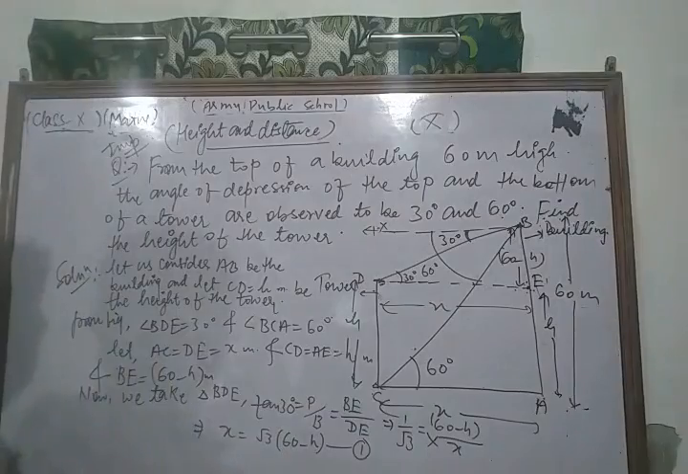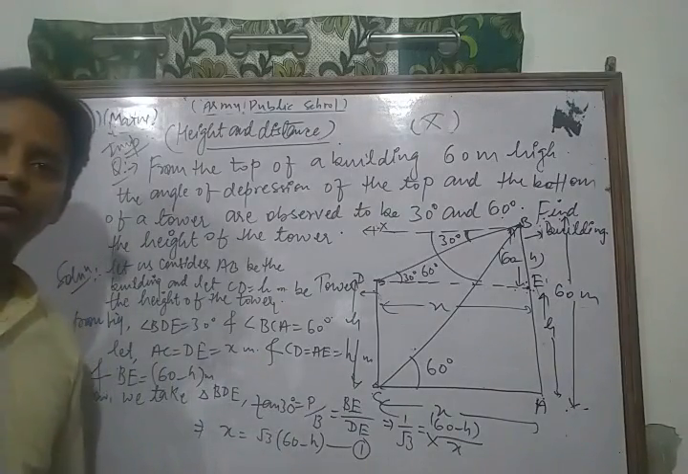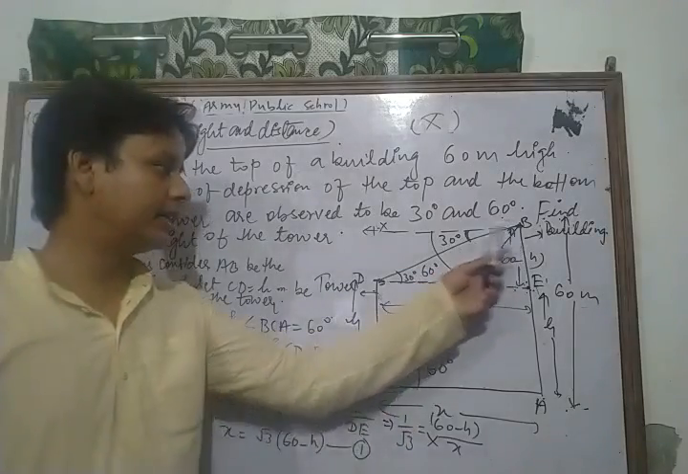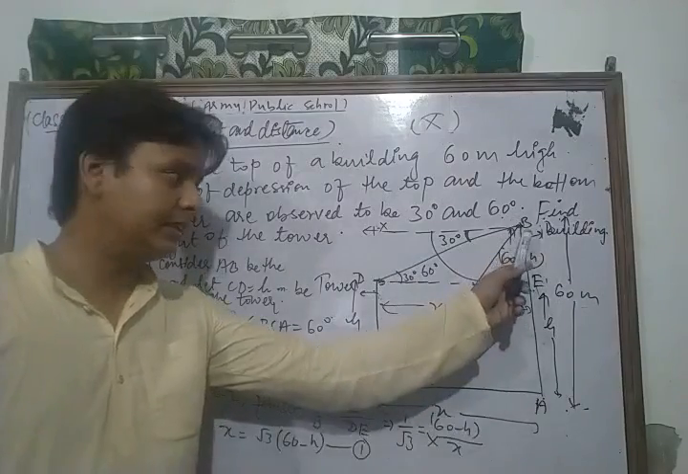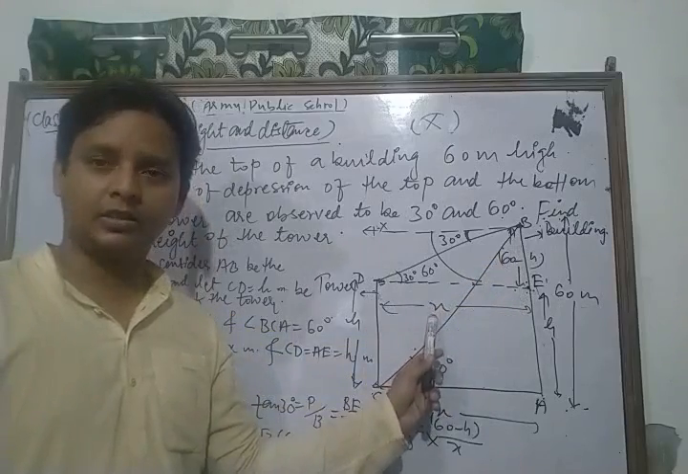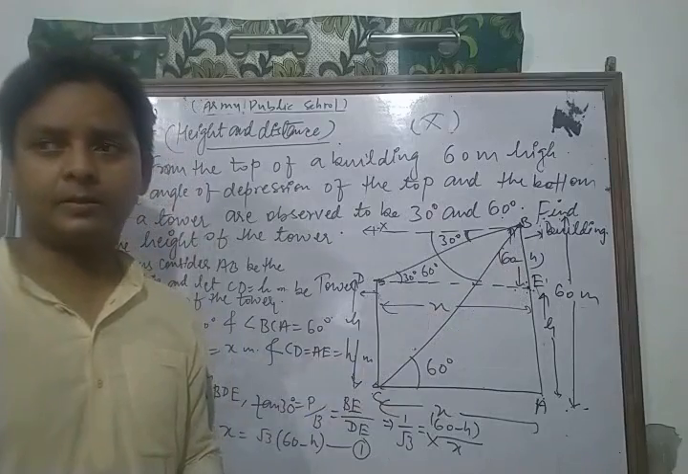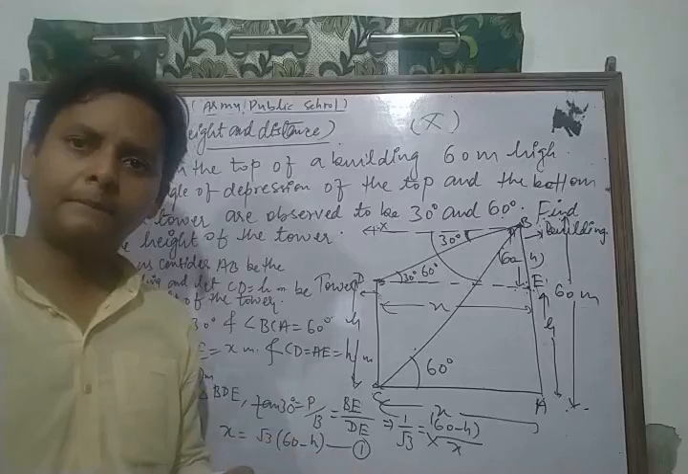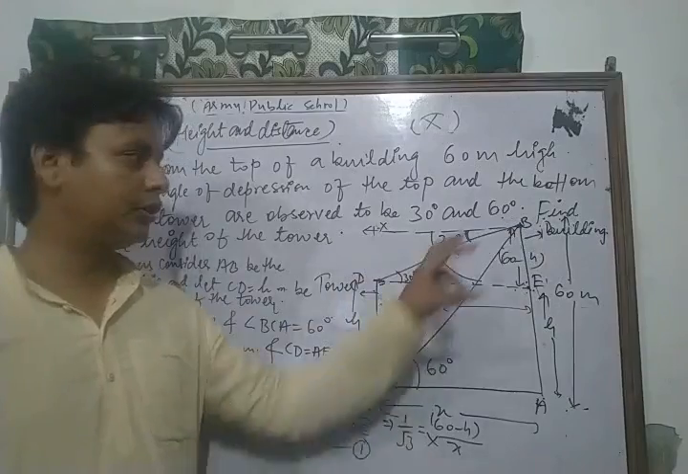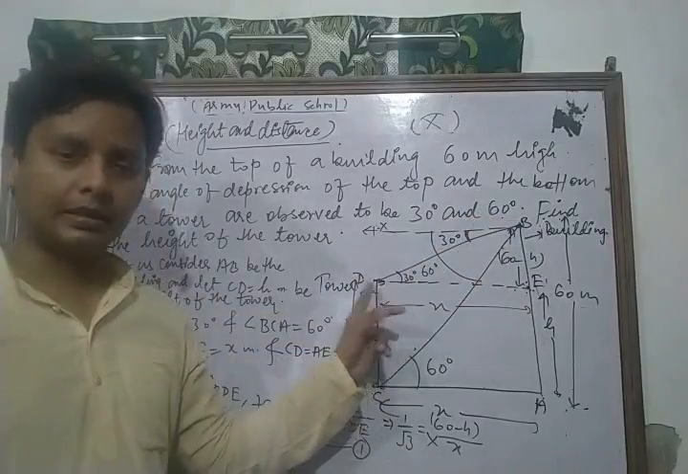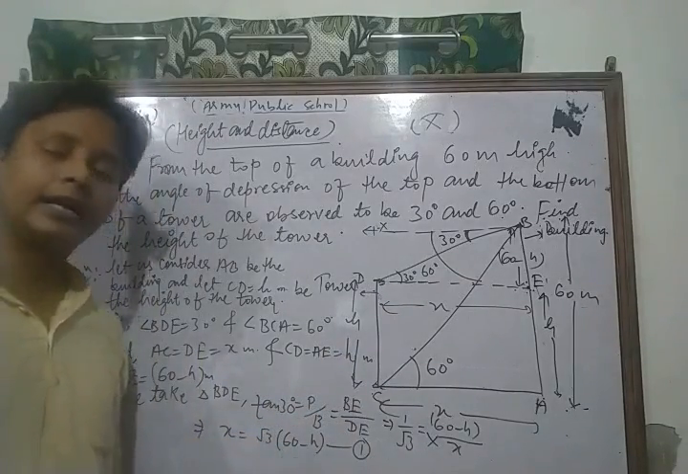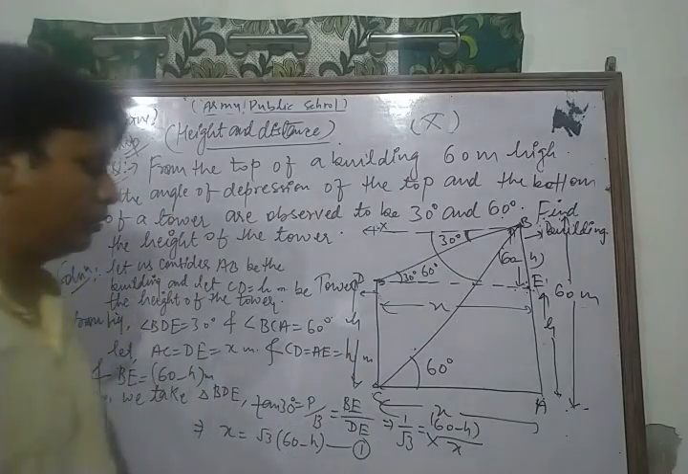Take equation number 1. Let's see once more. First of all, dear student, we take triangle BDE, and in triangle BDE we have the perpendicular as well as the base, which we take as x. So perpendicular and base come in tan. For that triangle we apply tan, which is perpendicular upon base. In this way we put the values and simplify, so we get x is equal to under root 3 into 60 minus h. Okay.